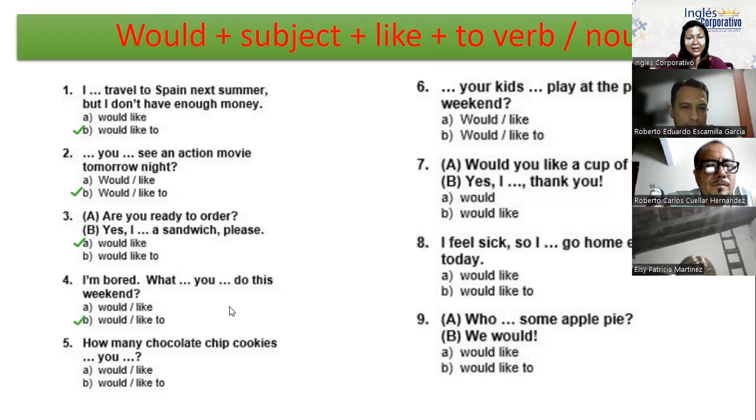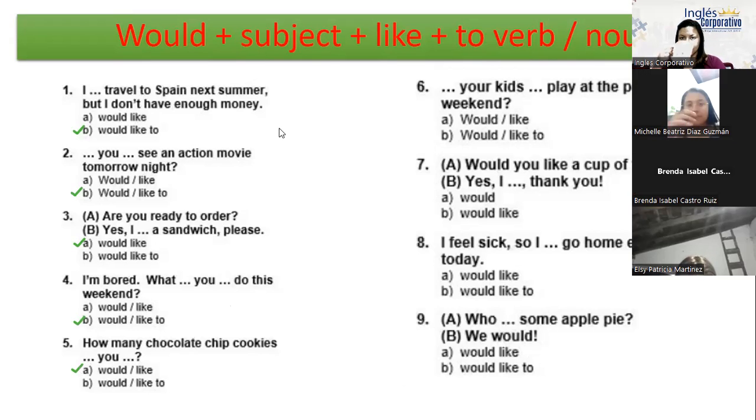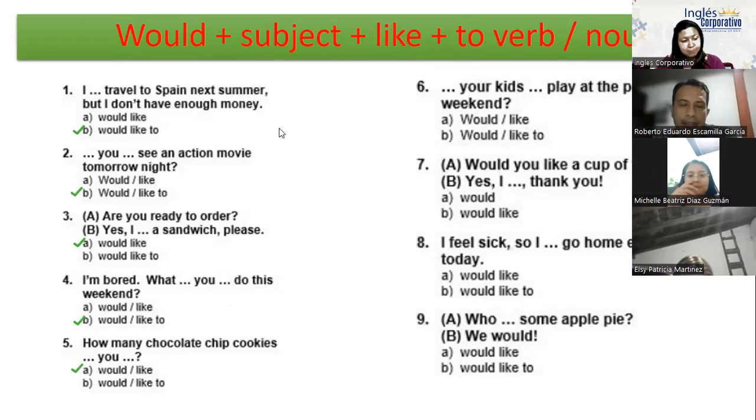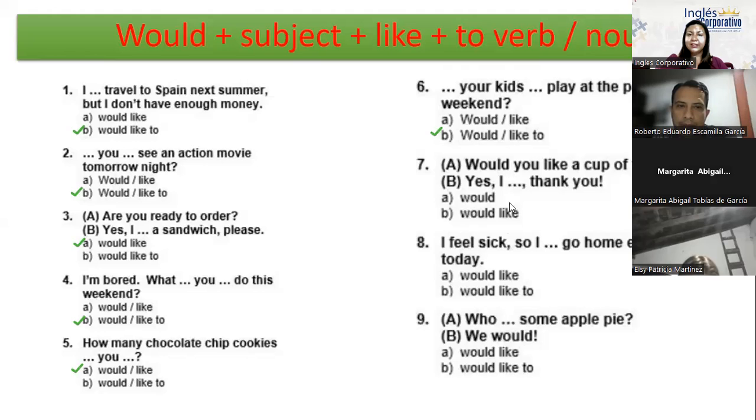Okay, number five. How many chocolate chip cookies would you like? Great. And number six. Letter B. Okay. Would you like to go to the park next weekend? And number seven, would you like a cup of tea?